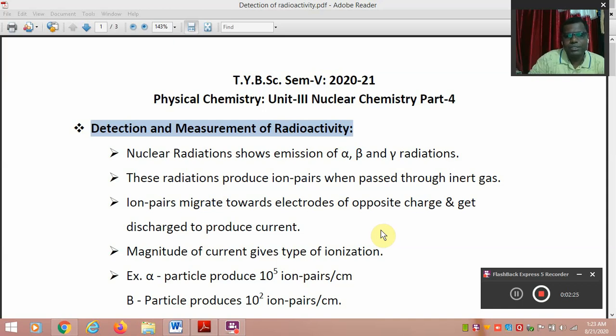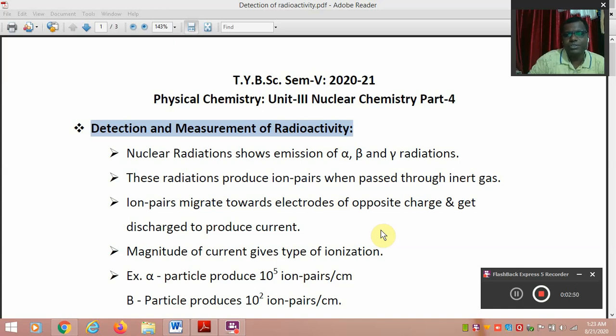But whenever these radiations are emitted by any radio element, it is very important to identify these radiations, and at the same time it is also essential to measure them. But the question arises, how can these radiations be detected and measured with the help of different instruments? This is the purpose of today's lecture.